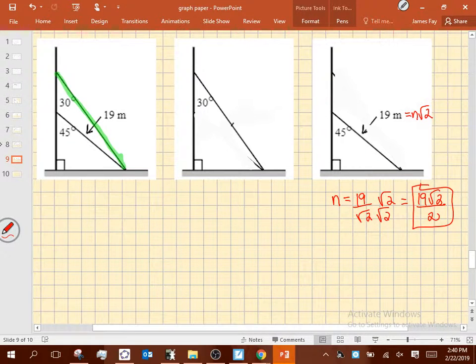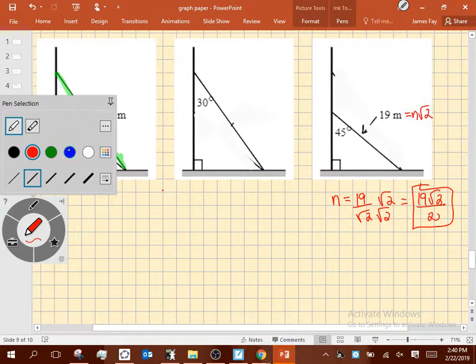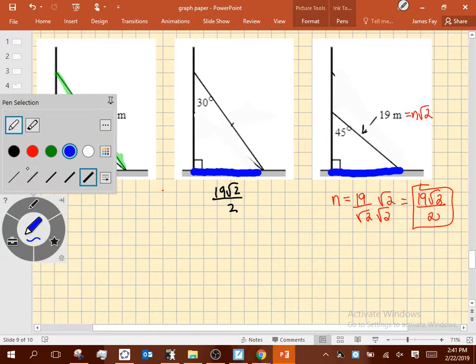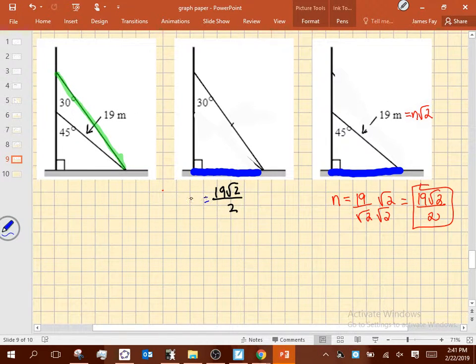Isn't this side right here n? Is this side also n? Is that side the same? Yeah. Okay. So when I do that, isn't 19 radical 2 over 2 now a component of this 30-60-90 triangle? That's what side is that in a 30-60-90 triangle? Across from 30 is always n in a 30-60-90. What's the hypotenuse always going to be in a 30-60-90? 2n. Well, wouldn't that be just 19 radical 2?